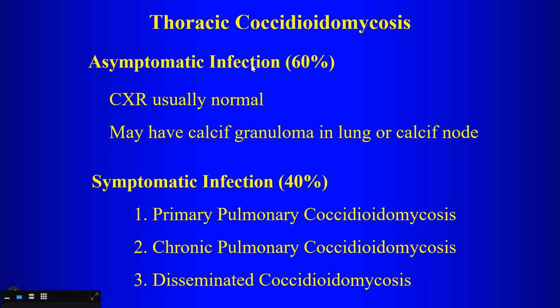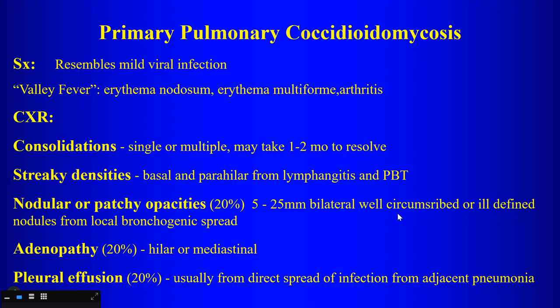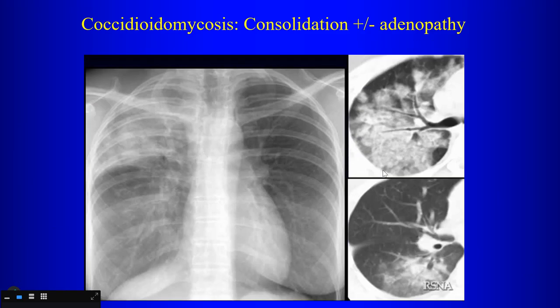So patients can have asymptomatic infection. It can heal with a granuloma or calcification. And then, of course, you can also have symptomatic infections: there's a primary form, chronic form, and disseminated infections can also occur. Primary mild viral-like infection is called valley fever. And then, of course, all the things you would expect: consolidations, nodular opacities, lymphadenopathy, pleural effusions. So nothing terribly specific, any of these things can happen.